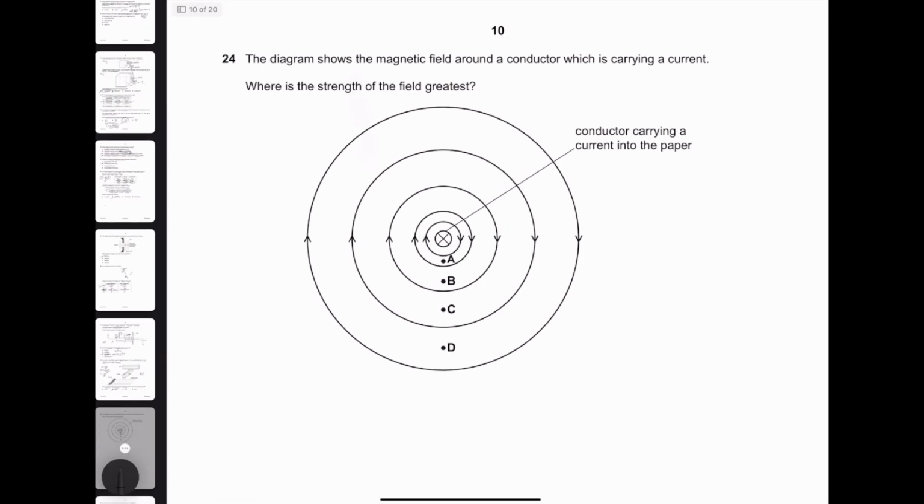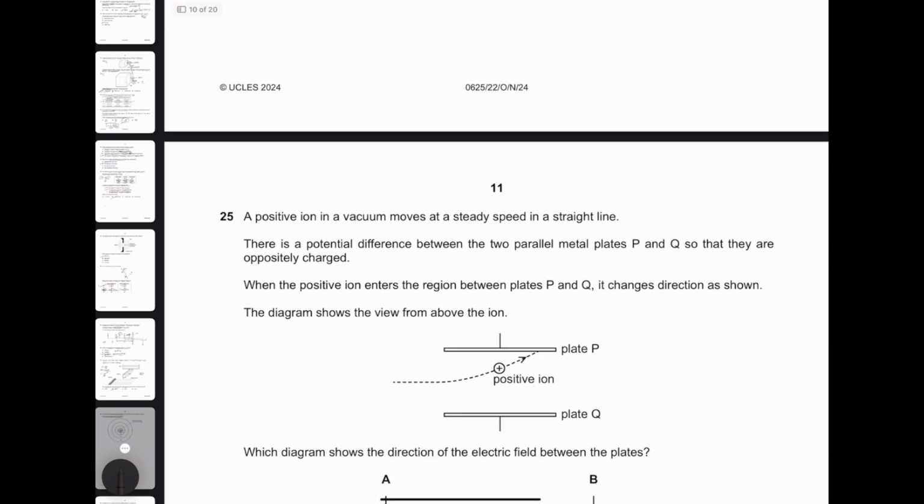Next, the diagram shows a magnetic field. Which one is the strongest? We know that the closer the magnetic field lines, the stronger they are. So the correct answer is A. This is the region where they're the closest. Answer is A. Next question.